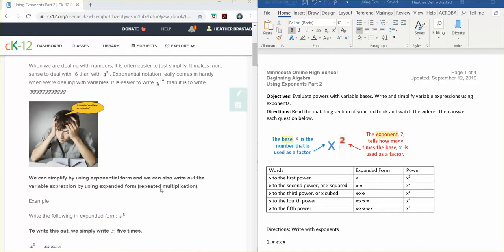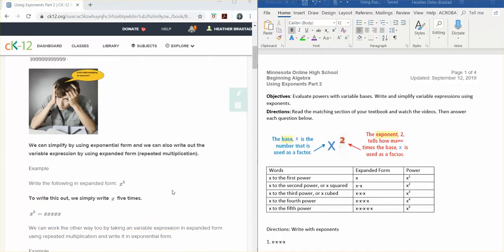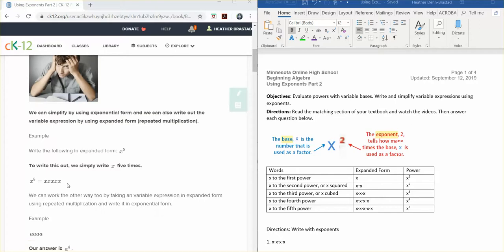So again, it's repeated multiplication. Exponents are a shortcut to writing multiplication many times. So we could write x to the fifth as x times x times x times x times x, but that's a lot of work. It's a shortcut to write x to the fifth power.